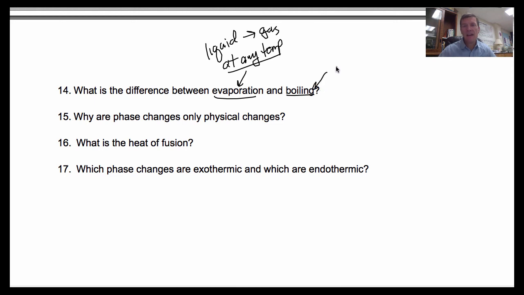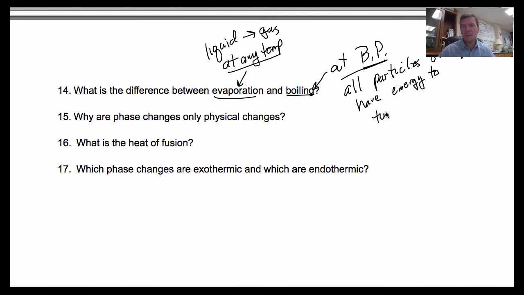Boiling happens at the boiling point, and that is a result of reaching that boiling point and every particle in that liquid now has the ability to turn into a gas, and that's why you start to see the bubbles, not just the higher energy ones at the top. Okay, that happens at the boiling point. All particles of liquid have enough energy to turn into a gas. Okay?